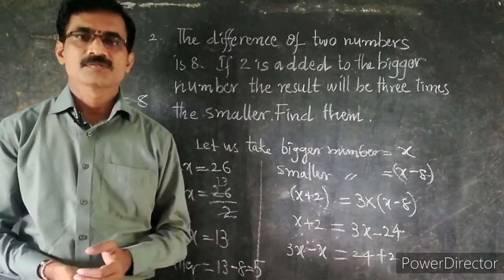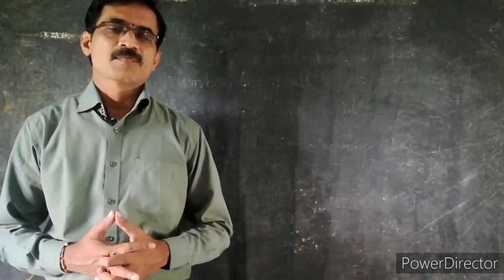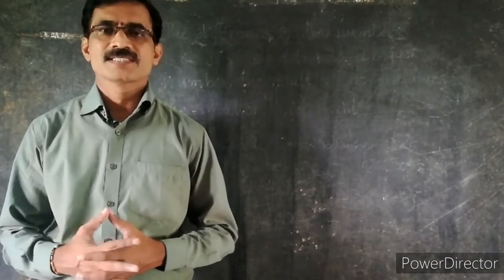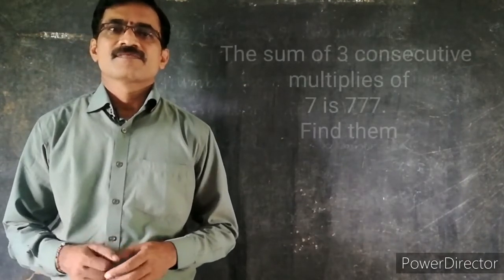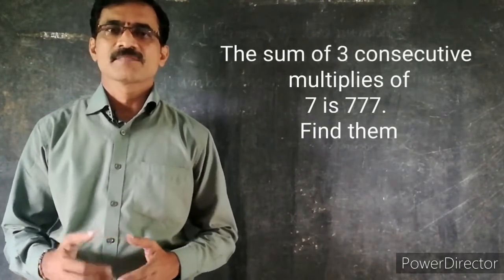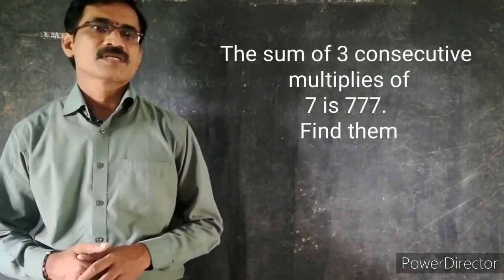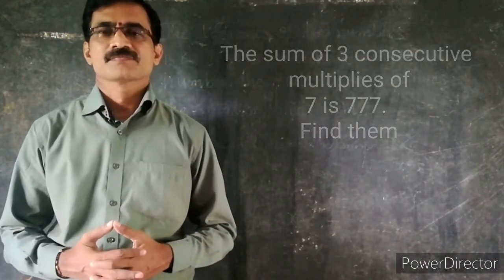Okay, so let us take some more problems. The problem is here: the sum of 3 consecutive multiples of 7 is 777. Then what are the multiples of 7? What are the 3 numbers? That is the question. So let us see how to solve this problem.